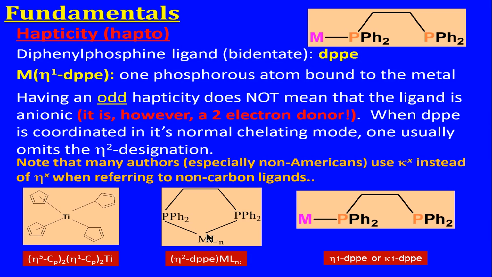In the second structure, this is hap2 diphenylphosphine ethane, or simply, if you want, you can write it kappa2. This is hap1 or kappa1 DPPE.